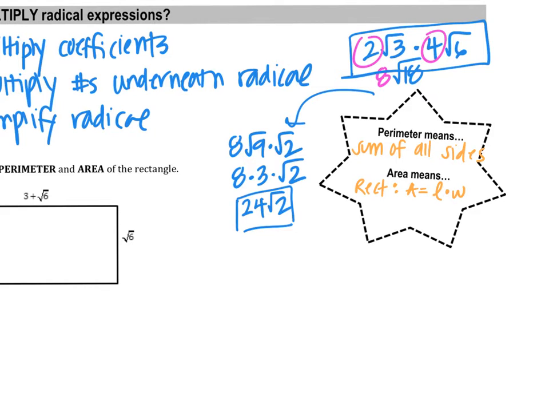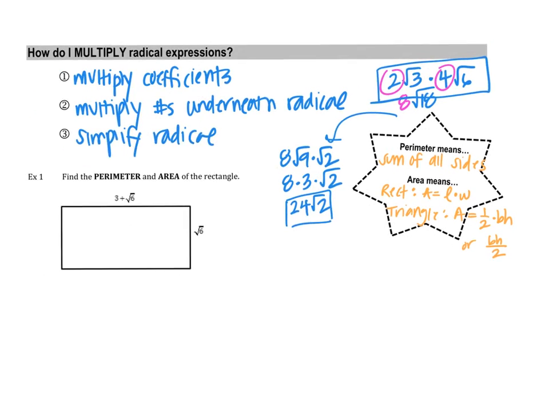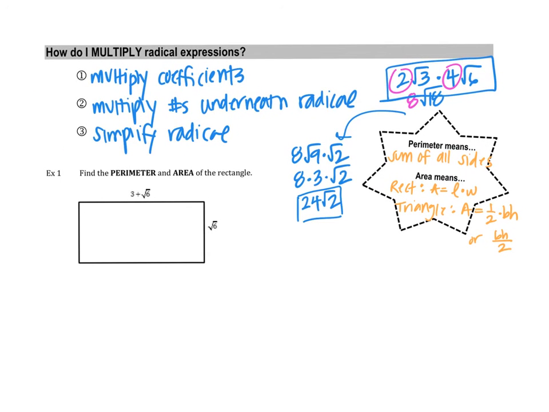The other shape we've dealt with a little bit is a triangle. So maybe you remember, area of a triangle is 1/2 base times height. Sometimes you guys might write base times height over 2. They're the exact same thing. So area is a unit squared. So how do I find the perimeter and area of the rectangle?